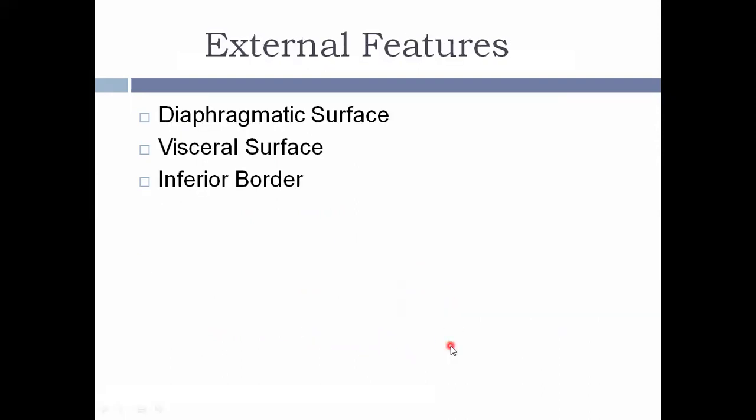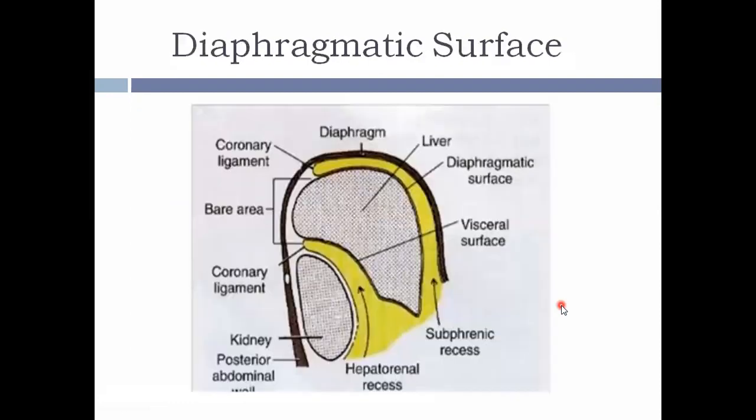Next, what are the external features of the liver? The liver has 3 well-defined external features. They are the diaphragmatic surface, the visceral or inferior surface, and the inferior border. This inferior border is a sharp line that separates the diaphragmatic surface from the visceral surface. First, we'll see about the diaphragmatic surface.